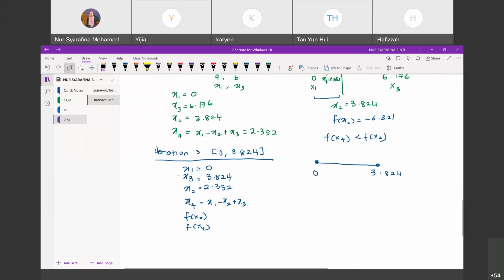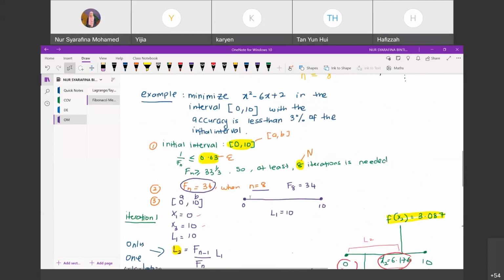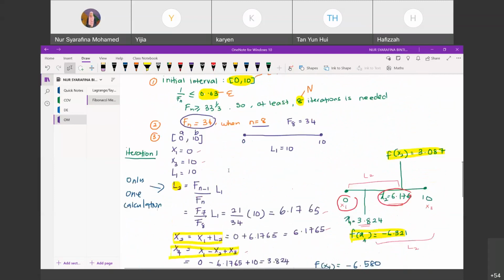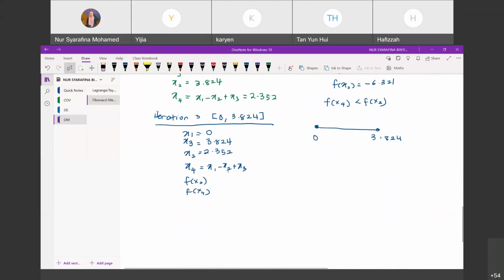Oh, yes. For this case, we do the iteration 8 times, because we have decided the number of iterations is 8 based on the epsilon value given. Okay? All right, why don't you try? Proceed up until iteration number 8.